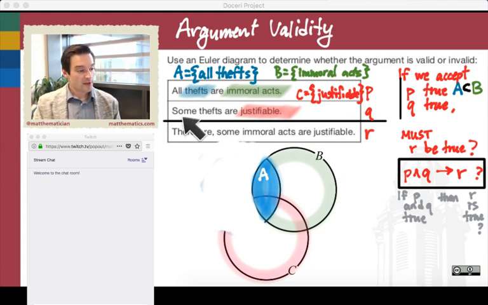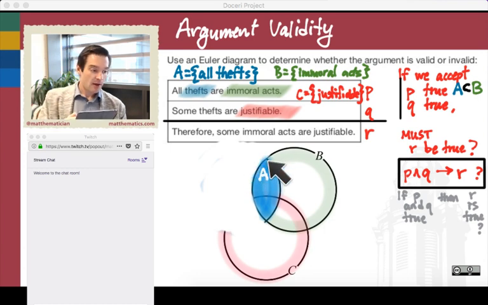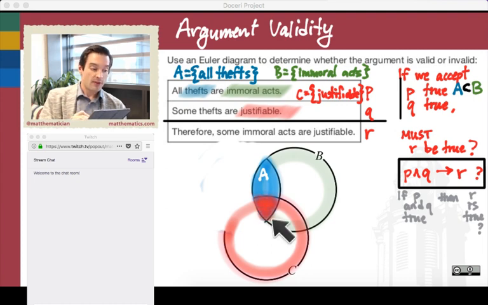What about the second one? The second one says some thefts are justifiable. What that means is that some of the things that belong to A also belong to C. So if I look at my Venn diagram, I've got this part of A that is a part of the set B as well, but not in C. But then I also have a region of A which overlaps with C, my red circle. My C circle got a little bit erased here, so let me quickly add that back in. So here was my C circle. And there is, in fact, a part of A that overlaps with C. This overlap here in the middle would be those thefts that are justifiable.